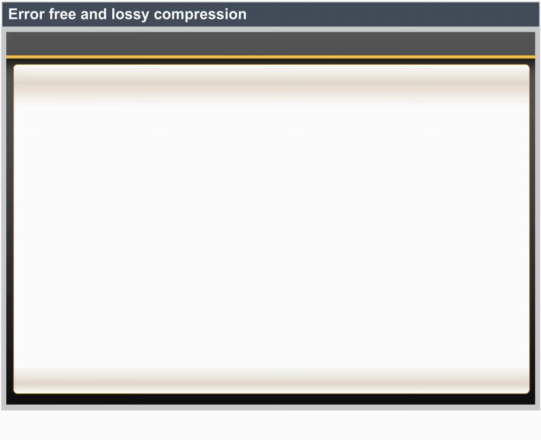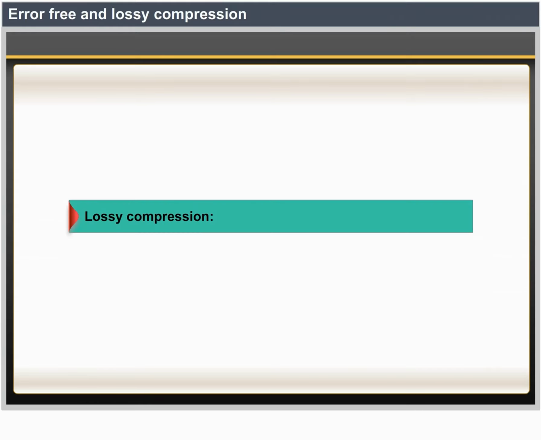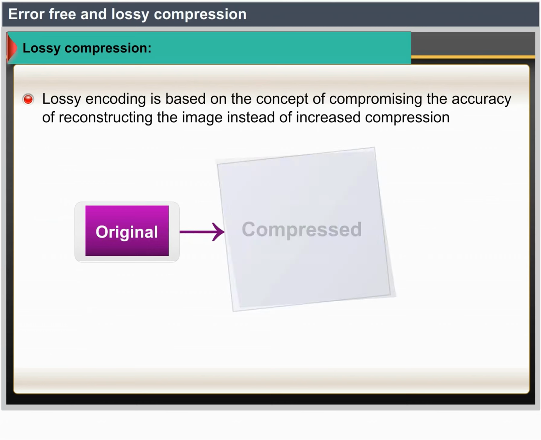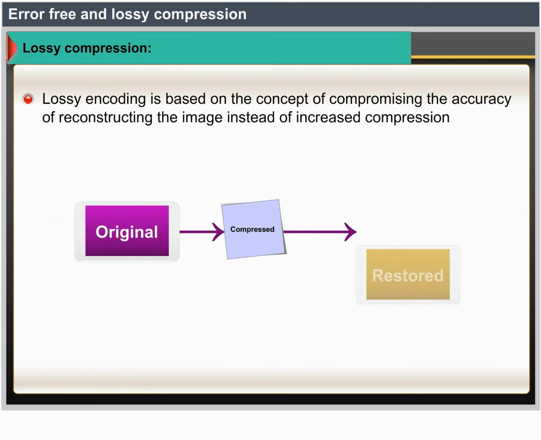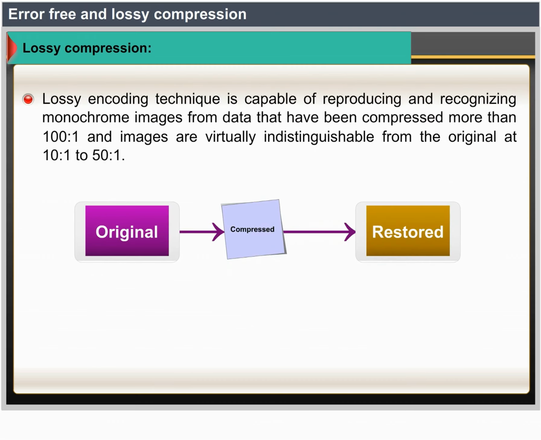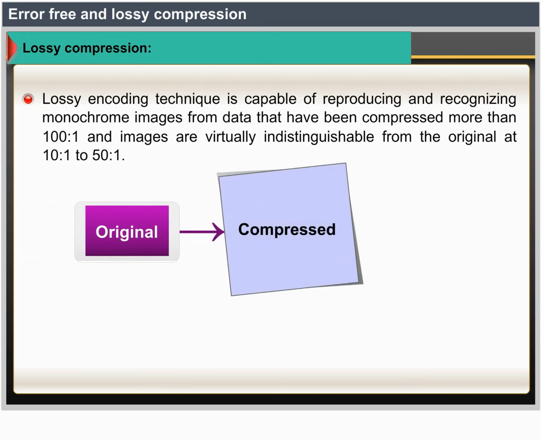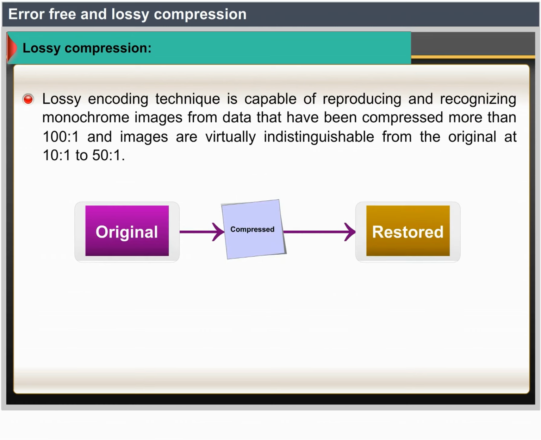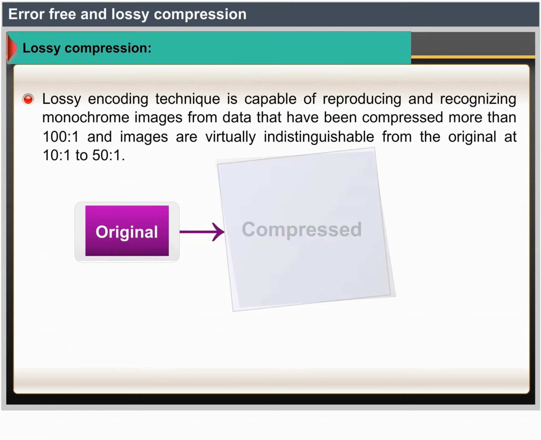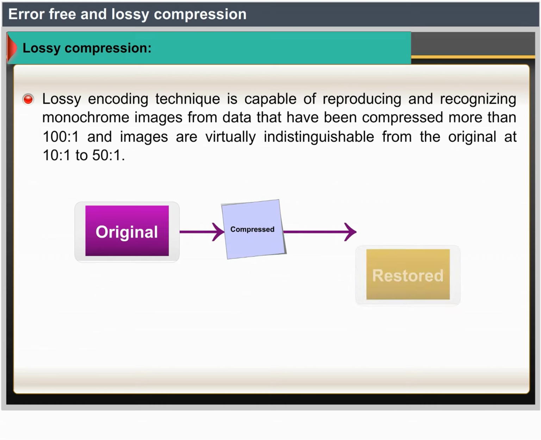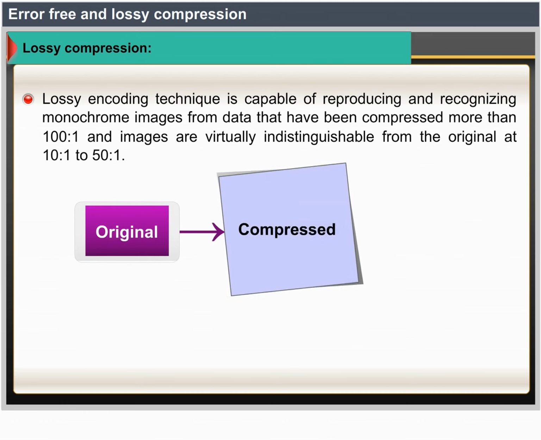Lossy compression. Lossy encoding is based on the concept of compromising the accuracy of the reconstructed image in exchange for increased compression. Lossy encoding technique is capable of reproducible and recognizable monochrome images from data that have been compressed more than 100:1 and images that are virtually indistinguishable from the original at 10:1 to 50:1. The block diagram for a lossy compression is now seen.